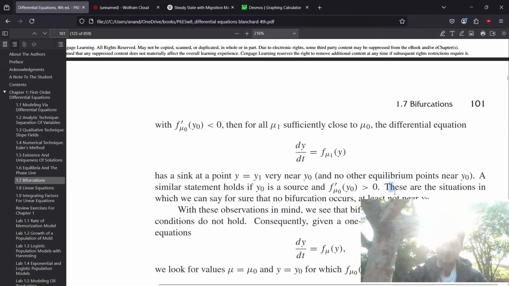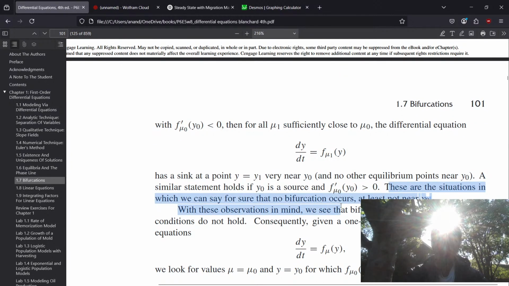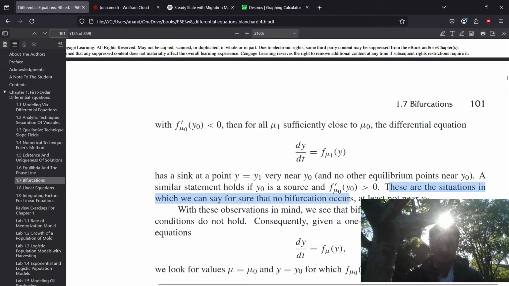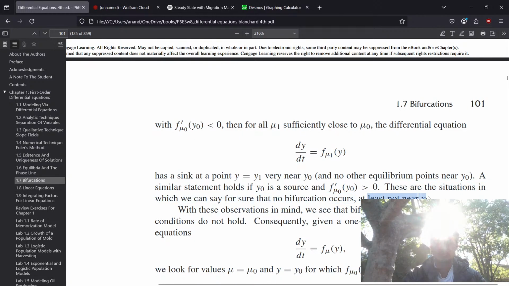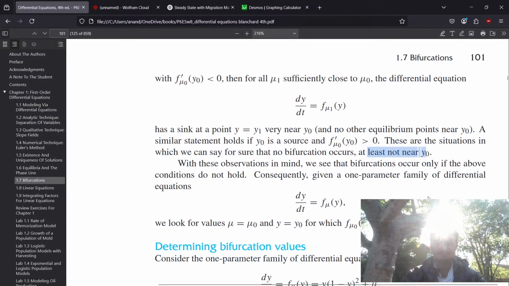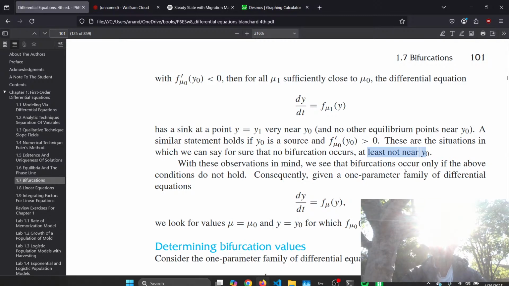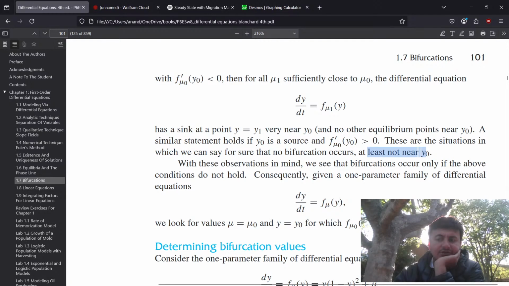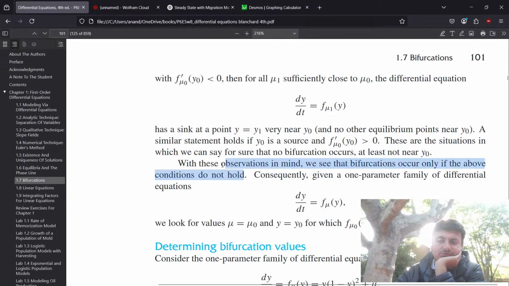There are situations in which we can say for sure that no bifurcation occurs, at least not near y0. We see that bifurcations only occur if the above conditions do not hold. What conditions?